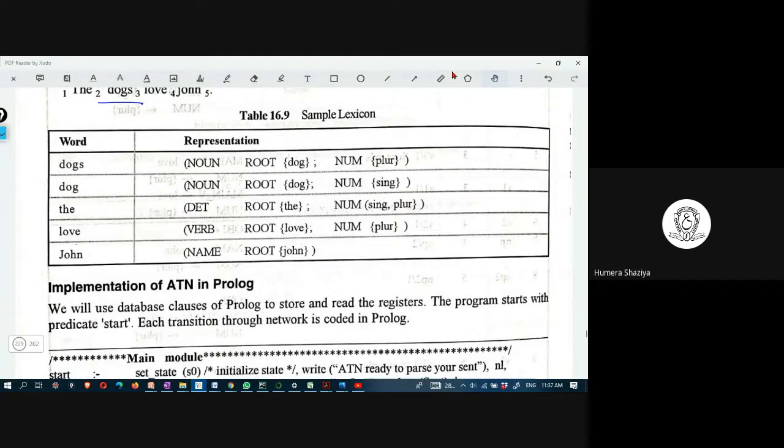Dog is a noun, and the root is dog, and the number is singular. Dog means singular. And "the" is a determiner. The root is "the" only, and the number can be either singular or plural.